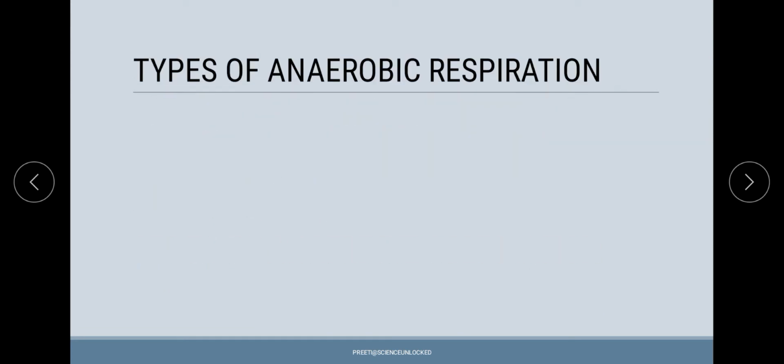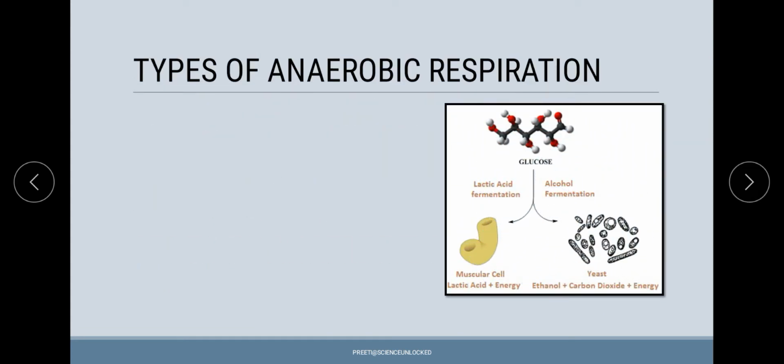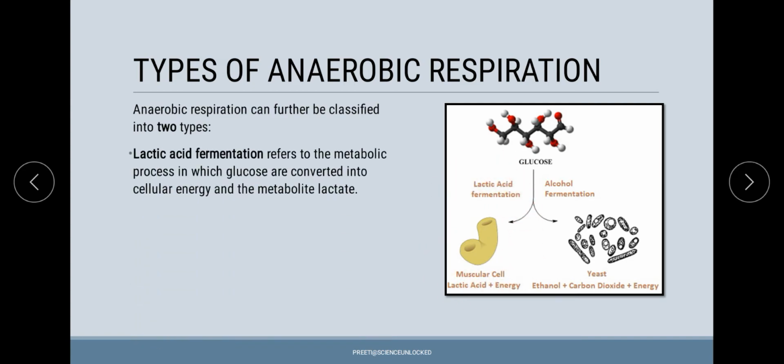The next aspect in detail is another categorization when it comes to anaerobic respiration. There are two categories: one is the lactic acid formation process, and the other is the alcohol formation process. The one in which we get lactic acid in the end is considered lactic acid fermentation.